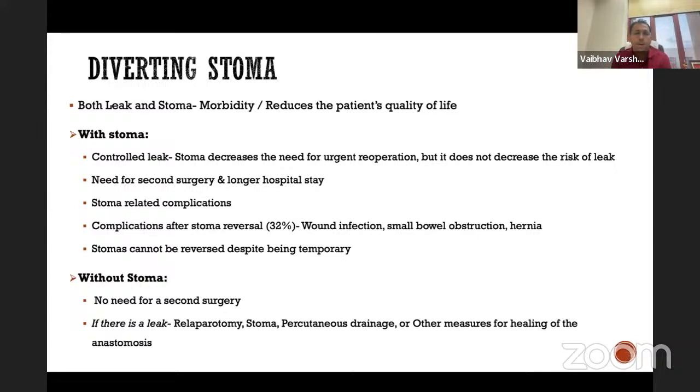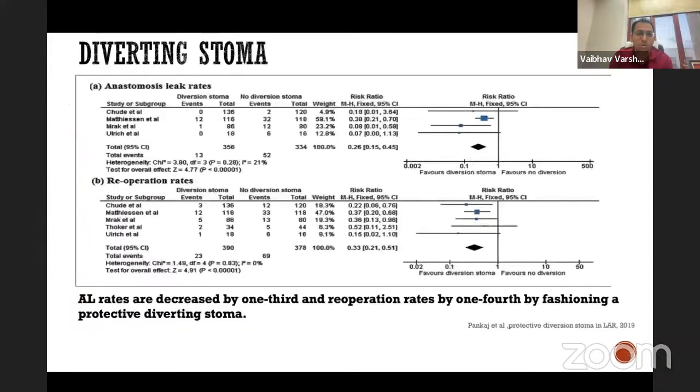If you don't make a stoma and there is no anastomotic leak, the patient is the happier one. There is no need for second surgeries. The patient can go home in a very short hospital stay, and we can start the adjuvant chemotherapy very soon. But if there is a leak, yes, there is a risk of relaparotomy, stoma formation, percutaneous drainage to drain the collections, and then other measures for healing of the anastomosis like endosponge therapy, transanal tubes, and there are many.